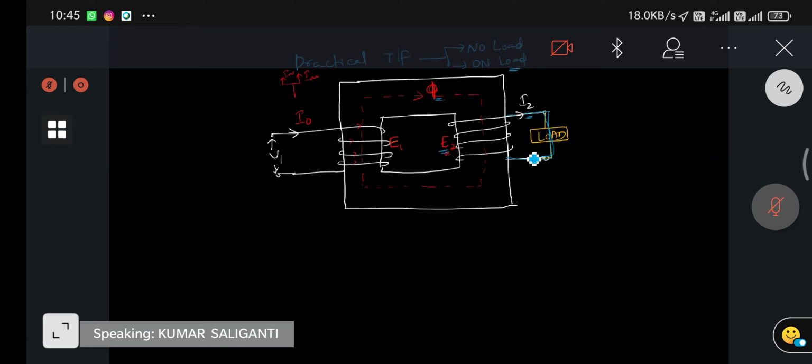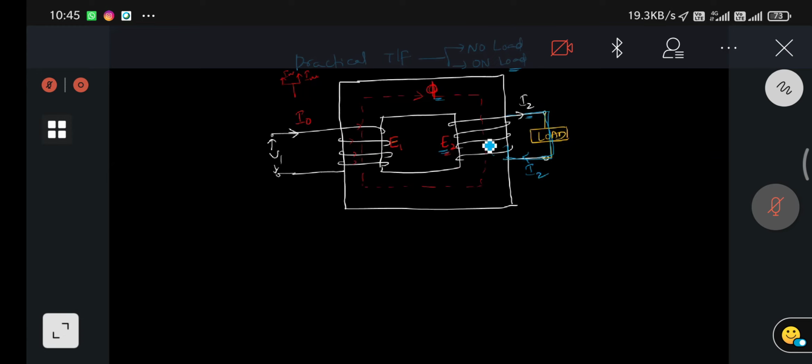This current I2 flows like that in that circuit and produces the flux here. What type of flux will be present here? That is Φ2. This Φ2 is present here.